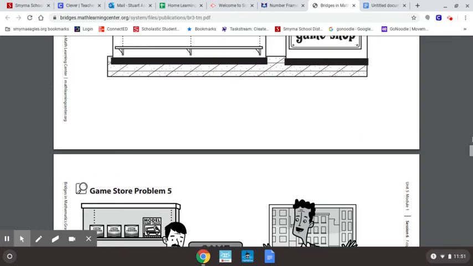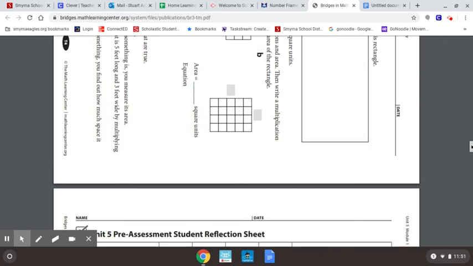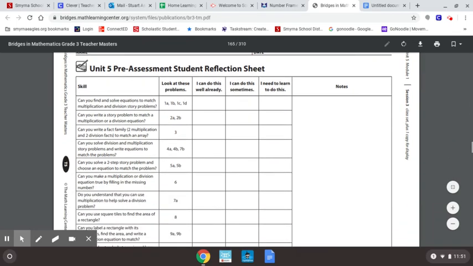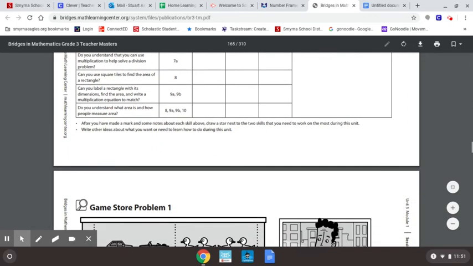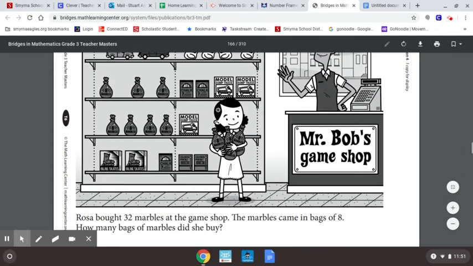If we look at his word problem for today, he says that Rosa bought 32 marbles. Here's Rosa at the game shop. The marbles came in bags of 8. How many bags of marbles did she buy?